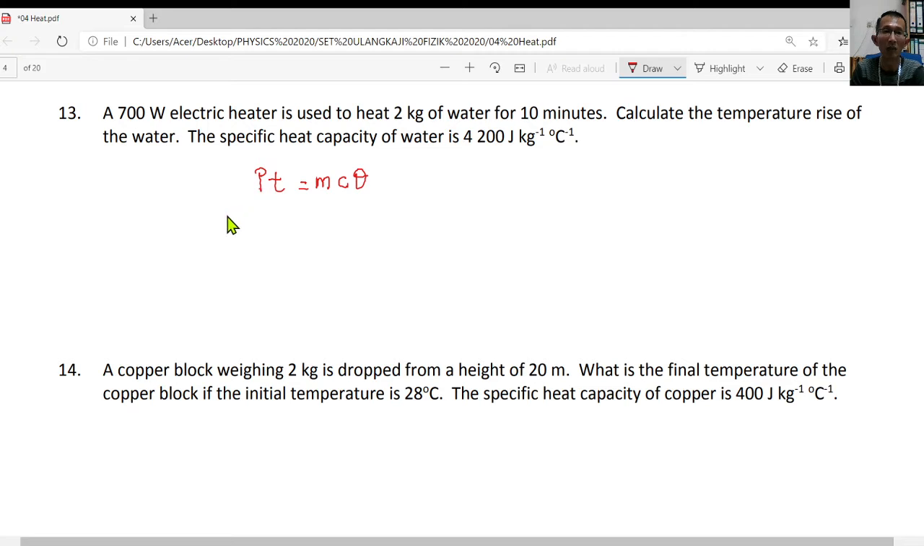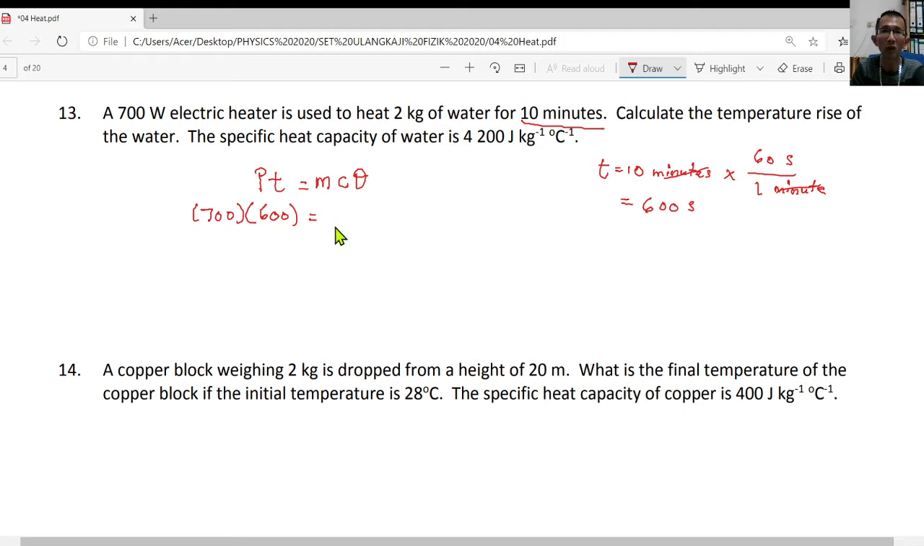So P is 700, so I just put it here, 700 watt. And then the time is 10 minutes, but we don't work with minutes, we always work in seconds. So we convert 10 minutes to seconds. 1 minute we have 60 seconds, so minute can be cancelled. So here the time is 600 seconds, equals to m.